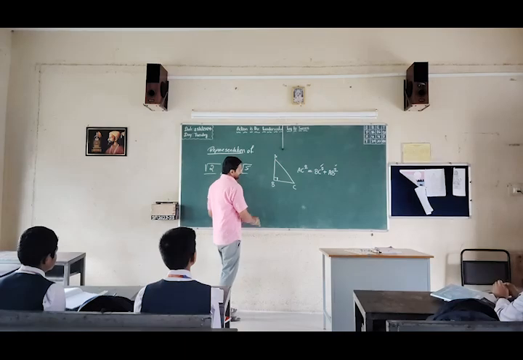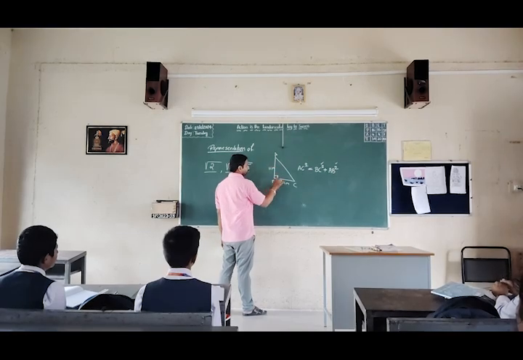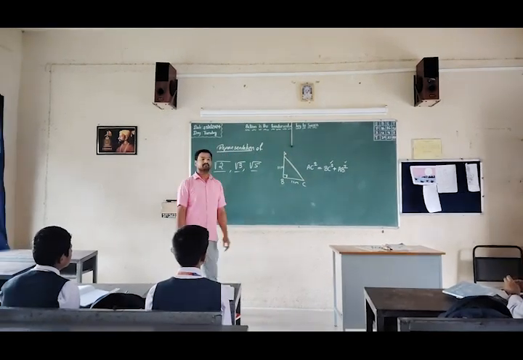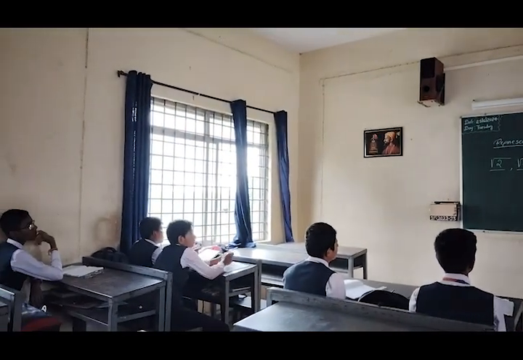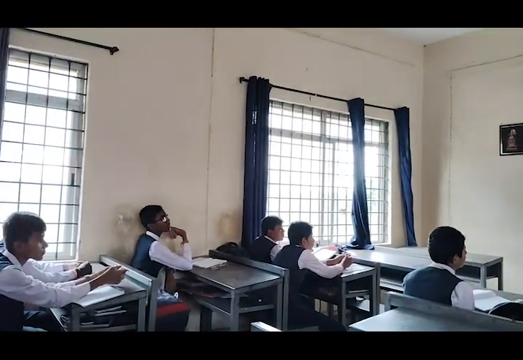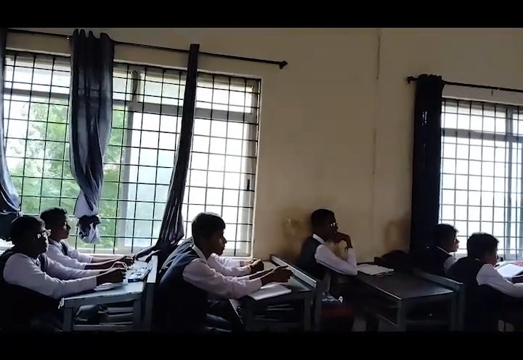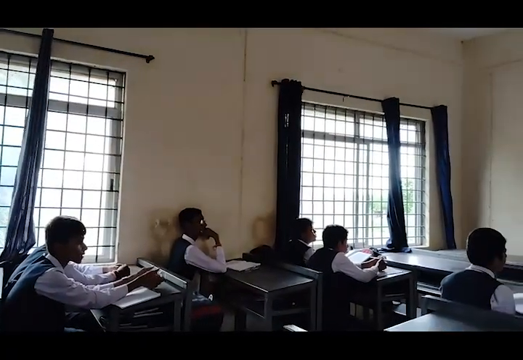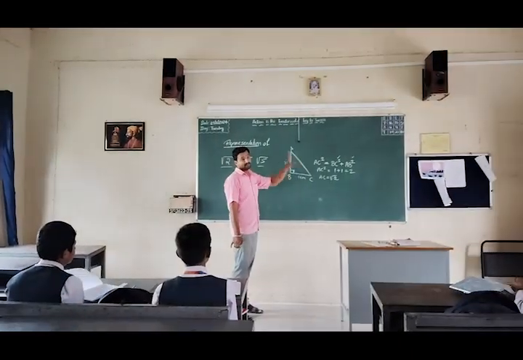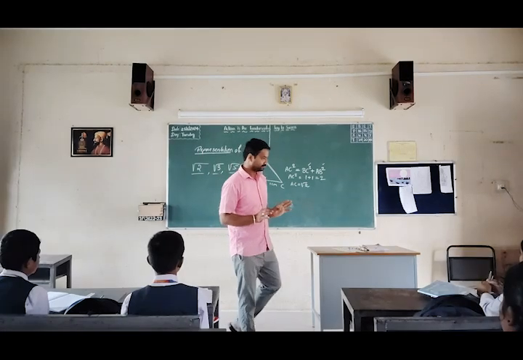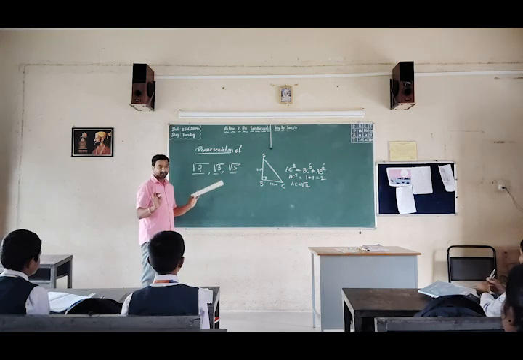Correct? So if I have BC equal to 1 centimeter and AB equal to 1 centimeter, what will be the measurement of AC? Root 2. Why? Because 1 square plus 1 square is 2, so AC square is 2, and AC will be equal to root 2. It means if we draw a right angle triangle with 1 centimeter as base and 1 centimeter as height, then the hypotenuse will be root 2, an irrational number. So we can apply the same principle to draw irrational numbers on the number line.